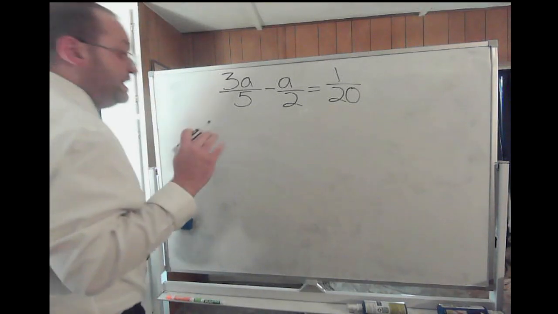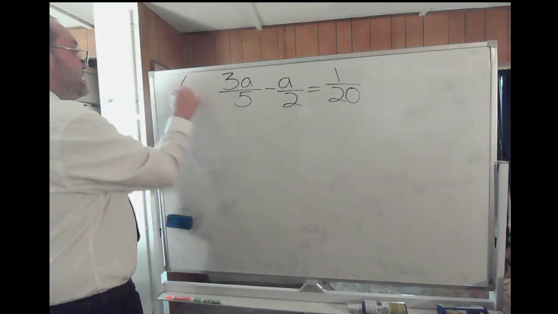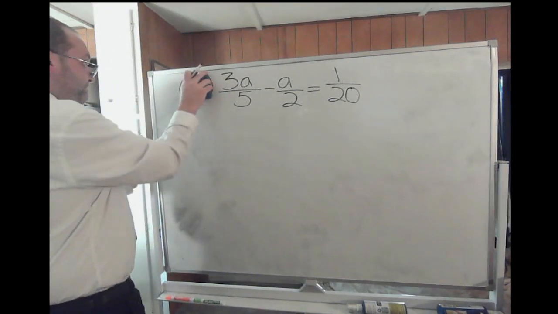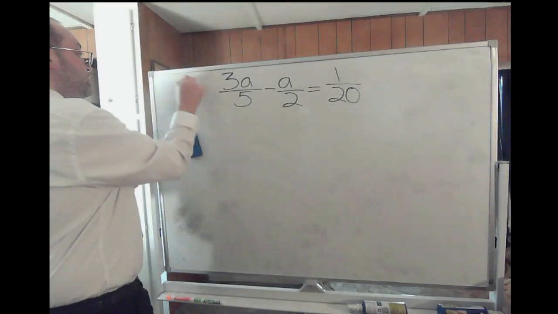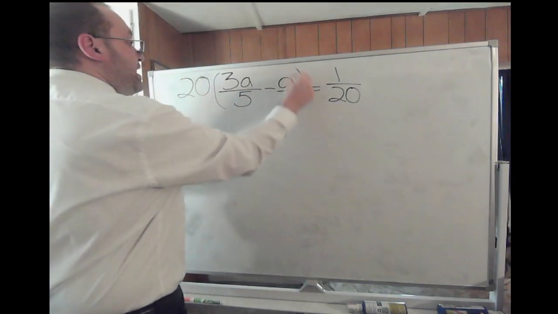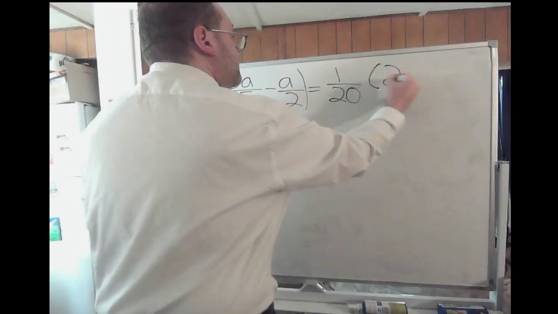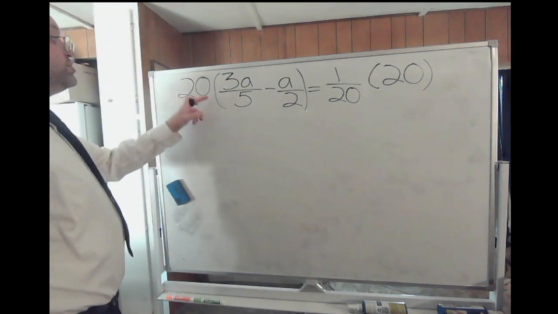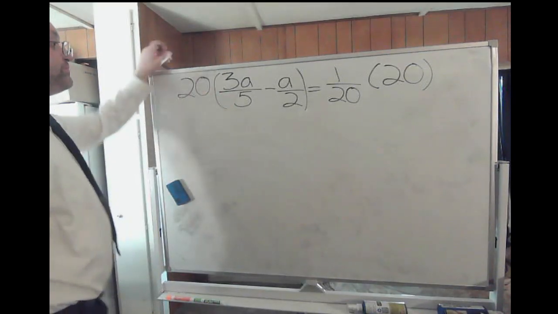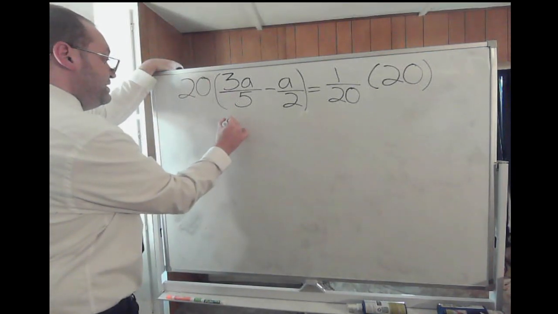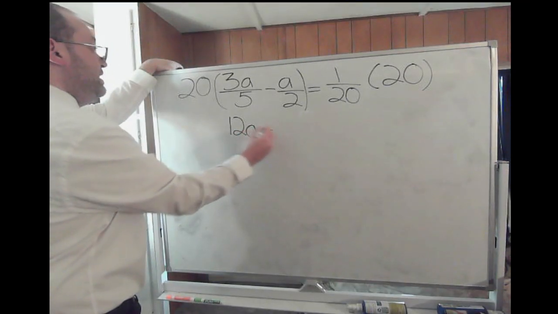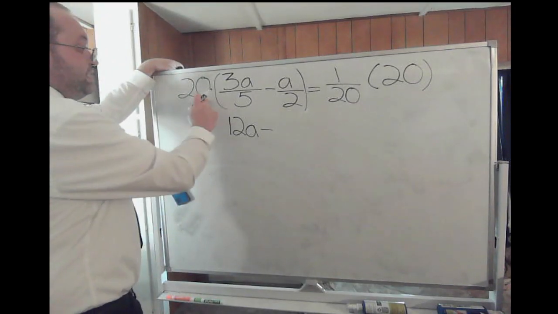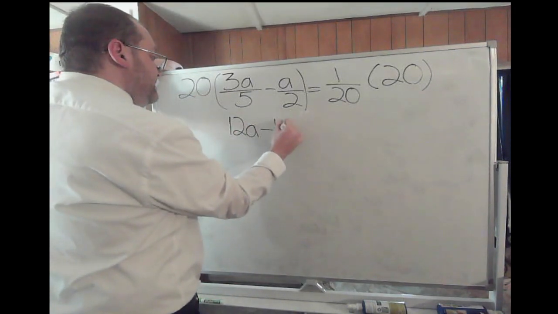So you're going to go ahead, take both sides, multiply that by your least common denominator of 20. So you're going to have 20 times this whole left side, then you would take 20 times the whole right side. So on the left side, you have 20 times 3a over 5. 20 divided by 5 is 4. So 4 times 3a, that's 12a. Minus, you have 20 times a over 2. Well, 20 divided by 2 is 10, so you'd have minus 10a.